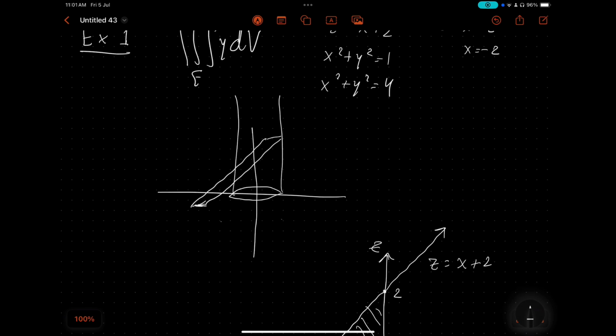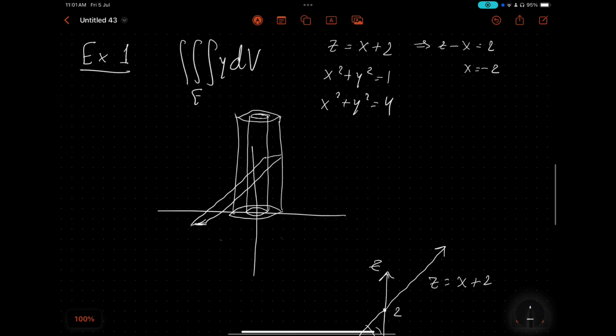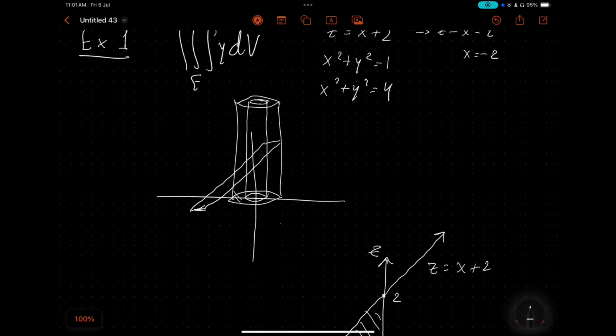It goes all the way here, and also we're going to have a smaller cylinder. So these are our two cylinders, and we want the volume in between those, below this plane, above the XY plane, and let's say this is Y, and also between these two cylinders.